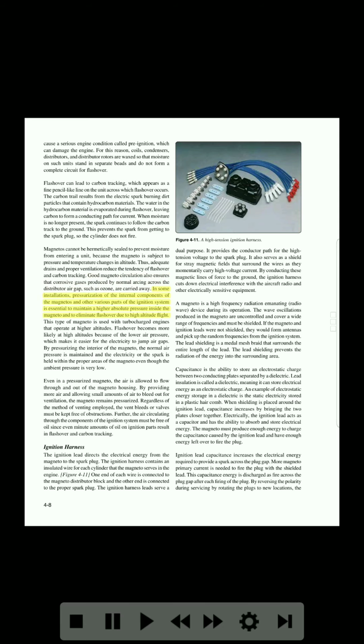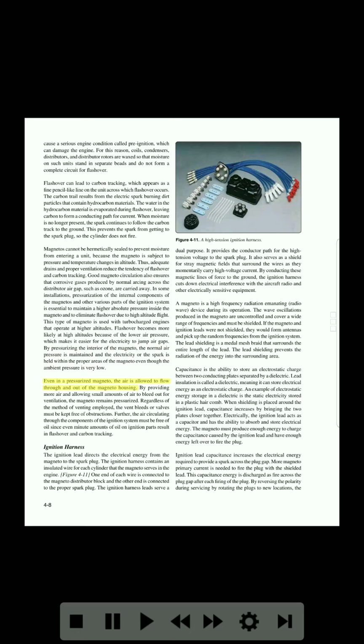In some installations, pressurization of the internal components of the magnetos and other various parts of the ignition system is essential to maintain a higher absolute pressure inside the magneto and to eliminate flashover due to high altitude flight. This type of magneto is used with turbocharged engines that operate at higher altitudes. Flashover becomes more likely at high altitudes because of the lower air pressure, which makes it easier for the electricity to jump air gaps. By pressurizing the interior of the magneto, the normal air pressure is maintained and the electricity, or the spark, is held within the proper areas of the magneto even though the ambient pressure is very low.